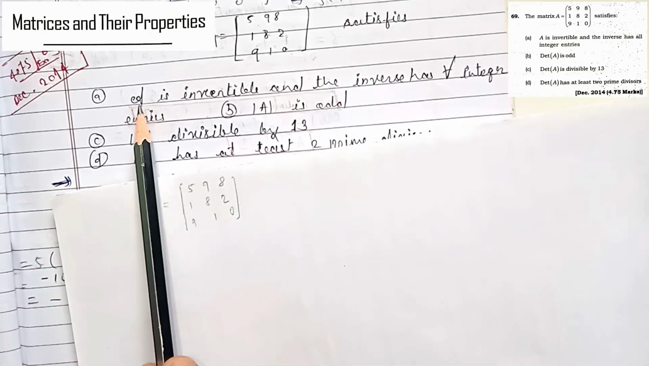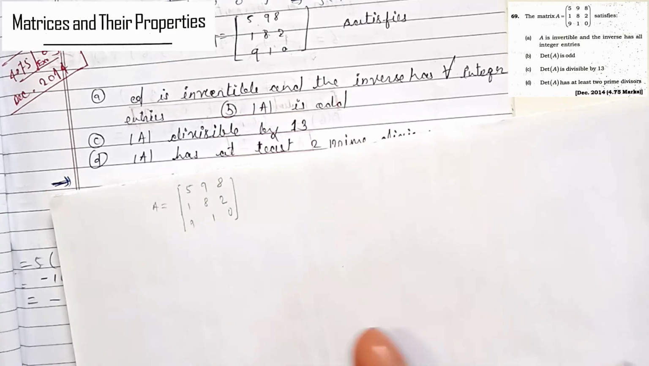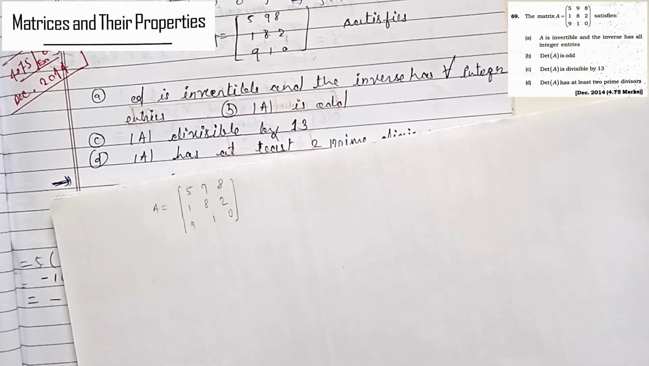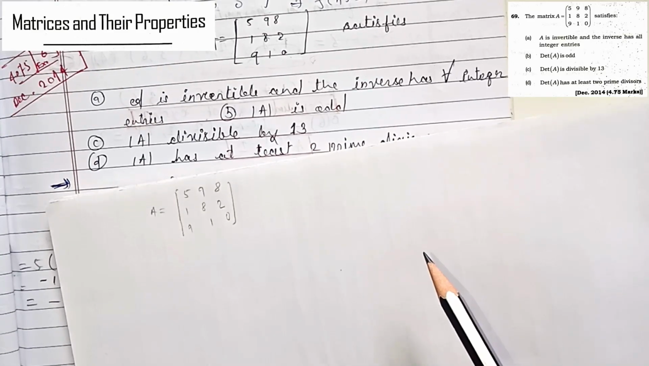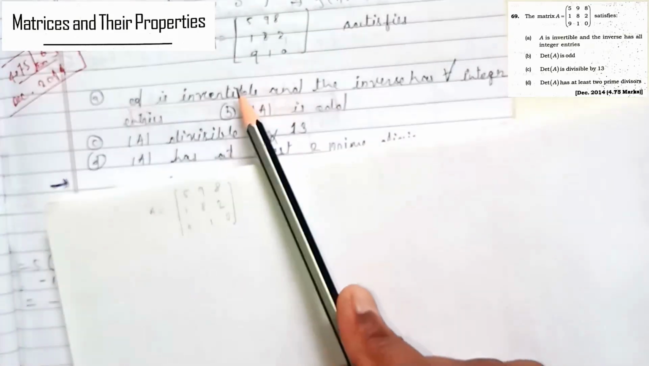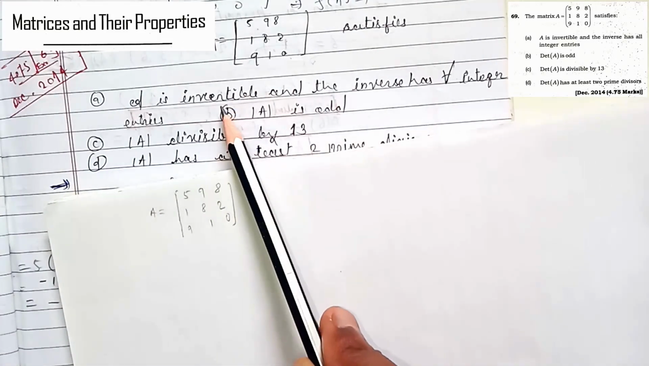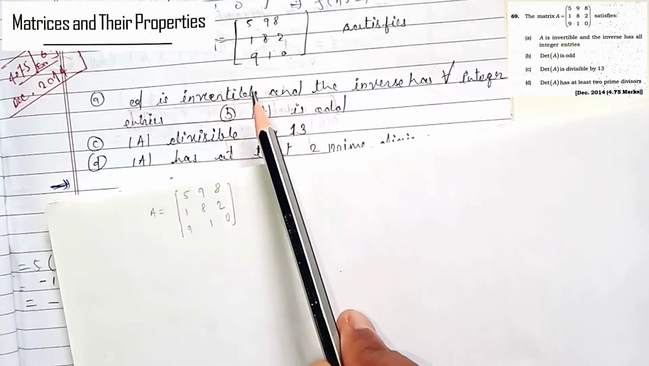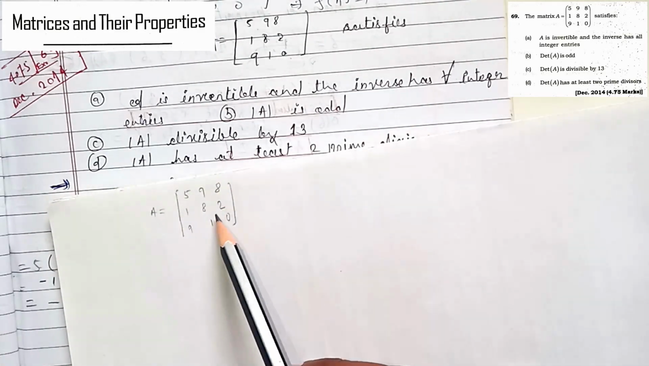The first option says that A is invertible. Invertible means a matrix whose determinant is non-zero, or we also call it a non-singular matrix. Don't get confused: invertible and non-singular have the same meaning. Now let's check whether the determinant is non-zero. I hope you all can find that determinant easily.